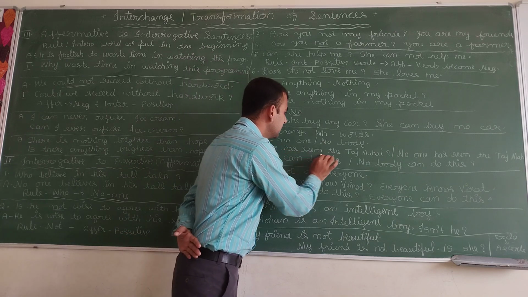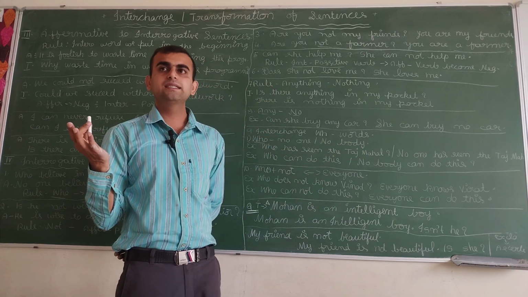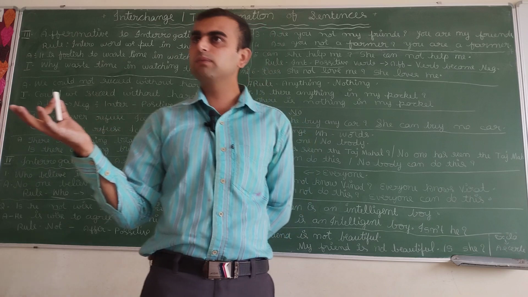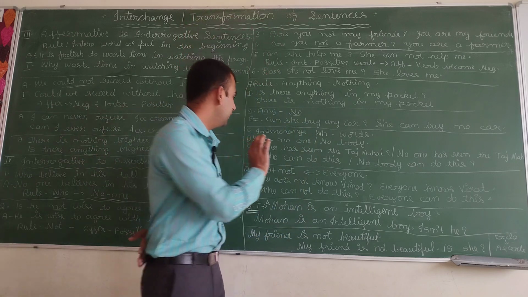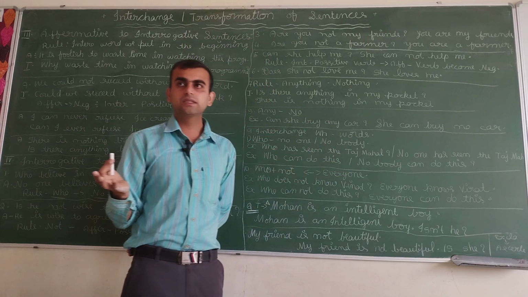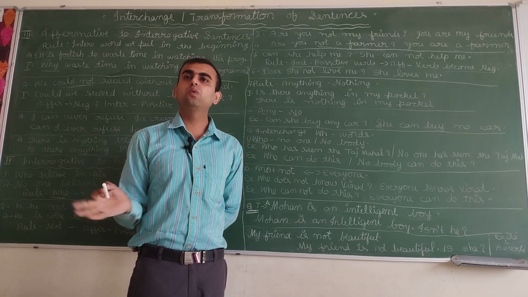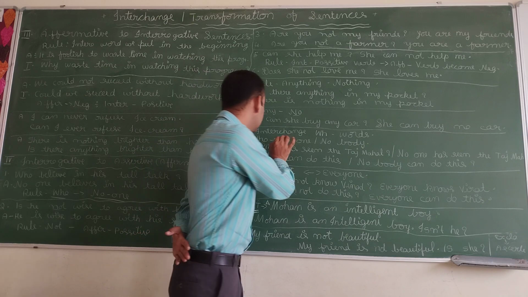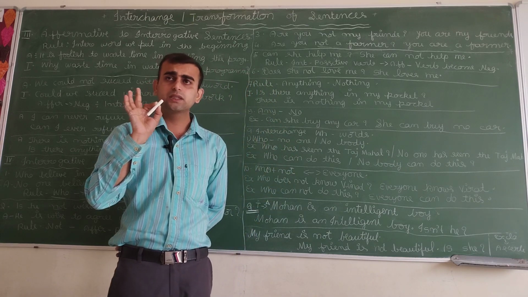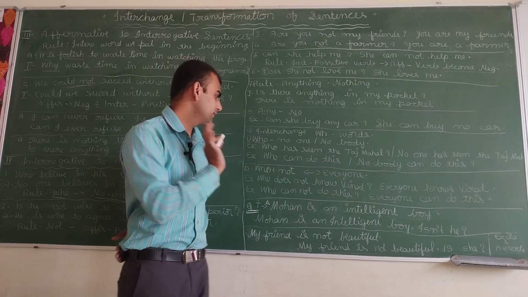Example: Who has seen the Taj Mahal? No one has seen the Taj Mahal. Who can do this exercise? Nobody can do this exercise, or no one can do this exercise. The rule is who always changes into either no one or nobody.